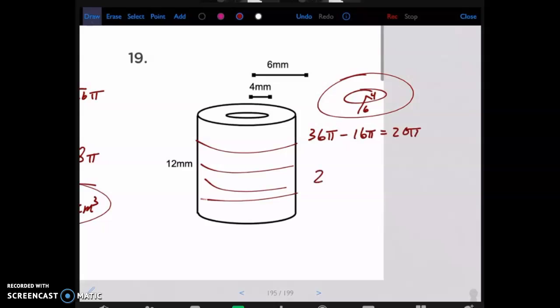And then all I do is I take that area and I multiply by the depth of the shape. It's going to be 240. 240 millimeters cubed. Boom.